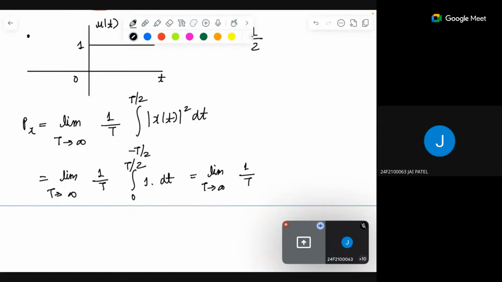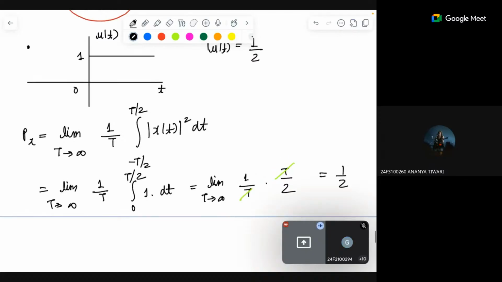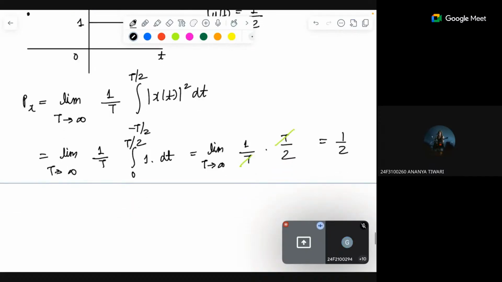So here, the lower limit will go to 0 because of this. The upper limit will stay t by 2. And now I will integrate. So limit t tending to infinity 1 by t, I will get t by 2. So now this t cancels with this t, and what we are left with is half. Is this clear? Yes, ma'am. So the power of the unit step signal is half.